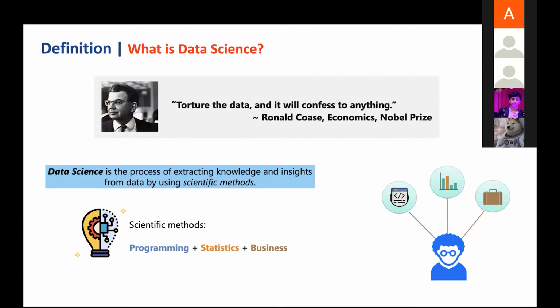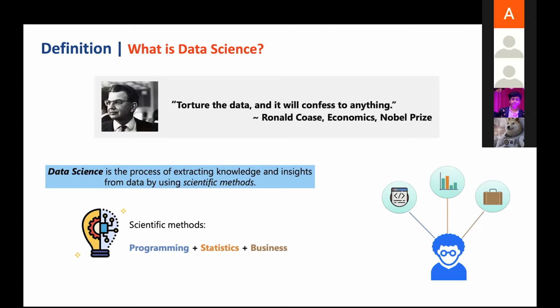Okay. So data science is the process of extracting knowledge and insight from data by using scientific methods. So what is the scientific method? The scientific method is programming plus statistics plus business. Programming is like, let's say today people are doing programming in Python. Python is the most loved language in the data science field right now. And then statistics: without statistics there is no data science. Just remember this word. If you have a love for statistics, then you'll always love data science.